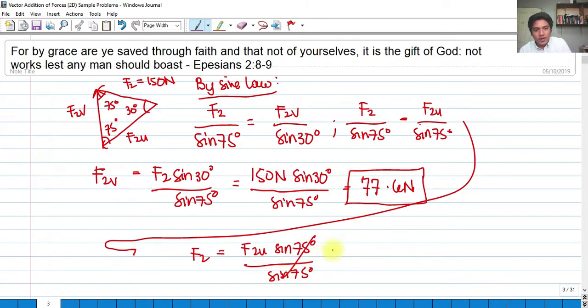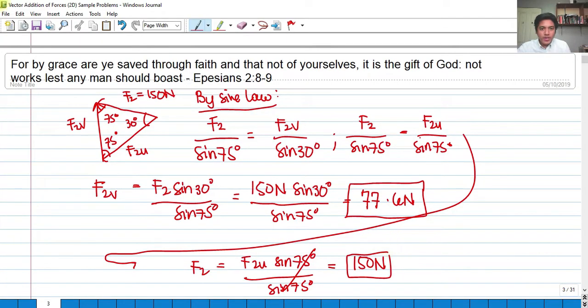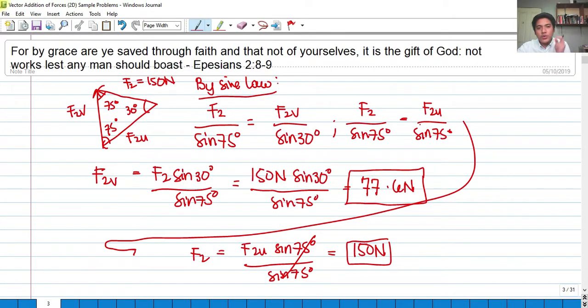These two would cancel. So you are left with the answer that F2 is equal to F2U, which means that F2U is simply 150 newtons. So we have solved the first two problems by using our knowledge in trigonometry only. And by the knowledge of our vectors, we can move the vectors freely. I hope you can follow our discussion. So this is our answer for number 1 and 2.